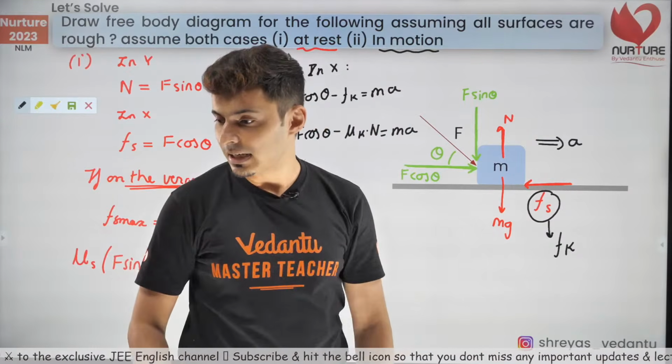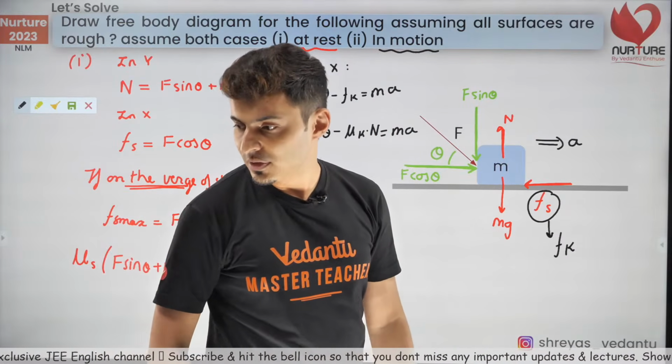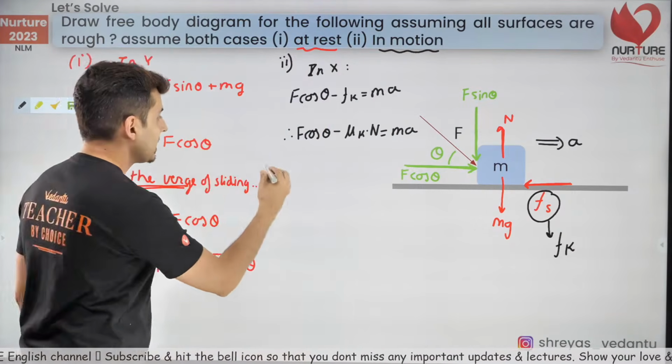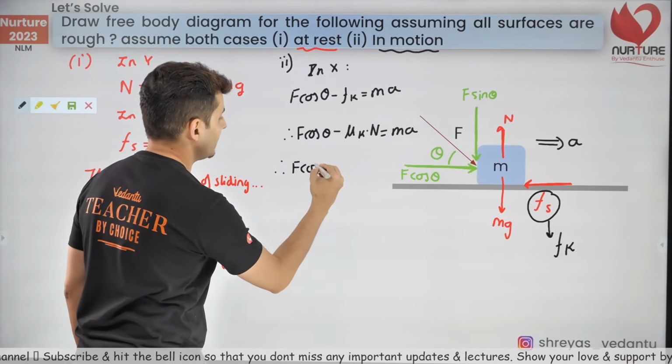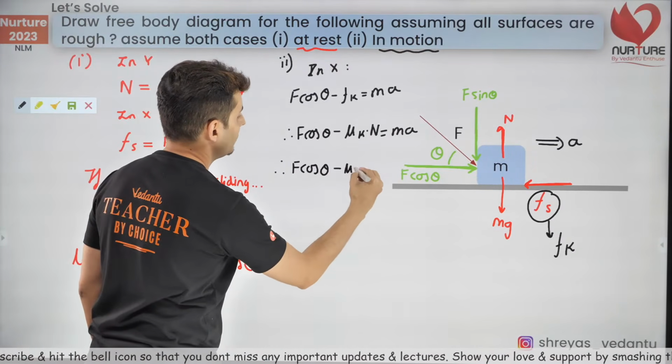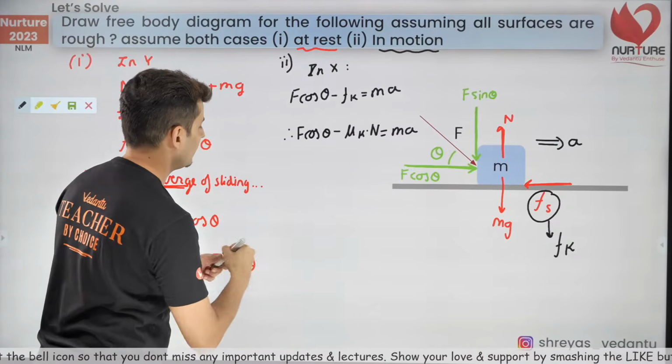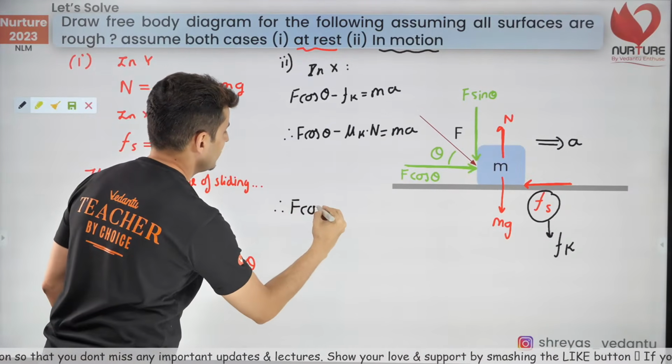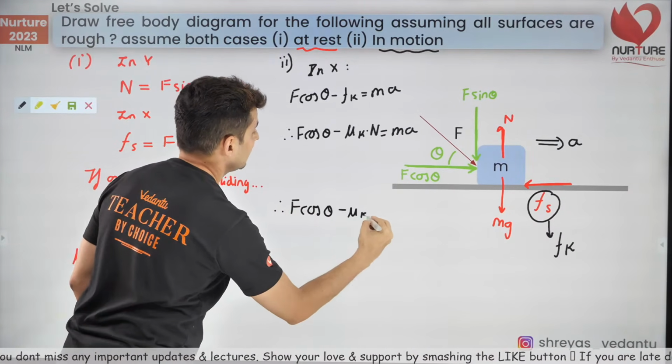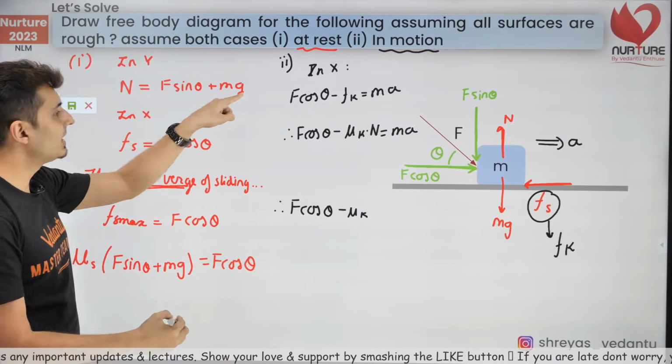Similarly, what else do you need to do? See guys, this normal, just substitute it. What is the normal's value? Okay, probably I'll write it a little bit below. So what is the normal's value? It is nothing but F sine theta plus mg.